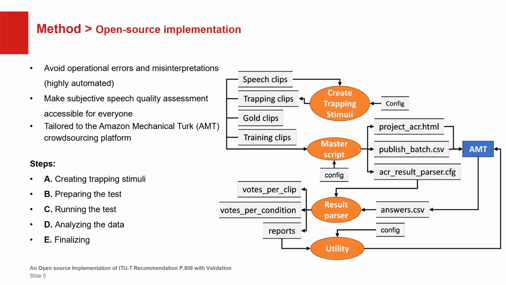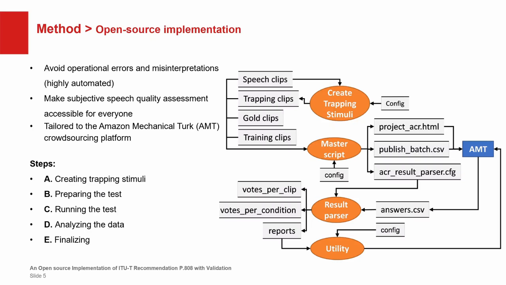Here I briefly explain the procedure of conducting the test using our toolkit. Let's assume you have already prepared your speech dataset which you want to use in the study. This dataset does not differ from a laboratory test. Besides that, you need three other sets, namely training clips, gold clips, and trapping clips. The training clips will be used in the training section, not only to familiarize participants with the scale and the test procedure, but also for anchoring. The training set should cover the entire MOS scale.